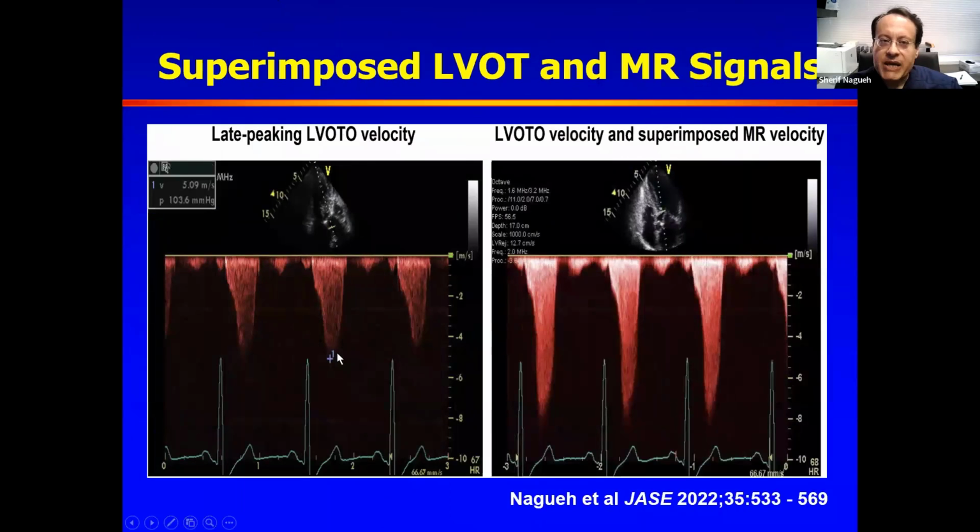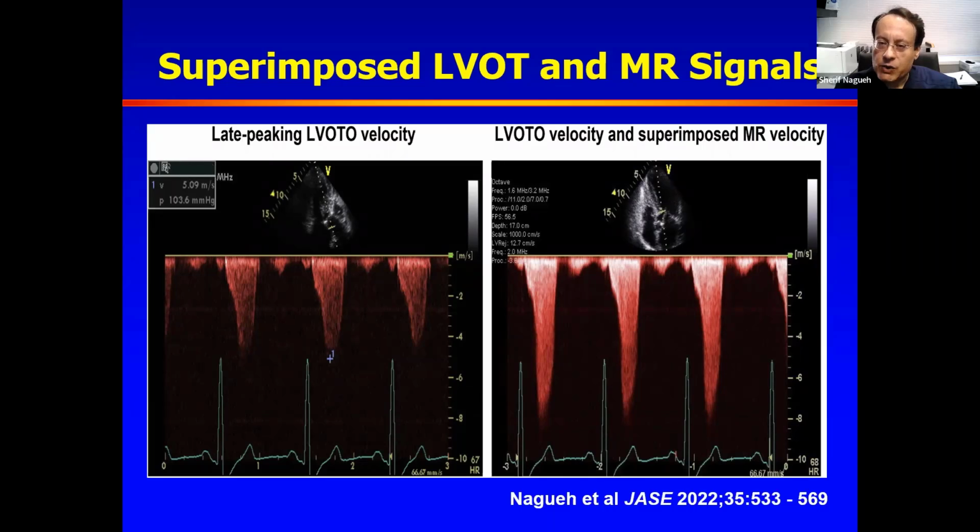That's a case of a late peaking left ventricular outflow tract obstruction velocity. It's between maybe 4.5 and 5 meters per second, closer to 5 meters per second or so. This is a case of the same patient, but with the mitral regurgitation jet. You can appreciate that the mitral regurgitation jet here is exceeding 7 meters per second. And you can see there is the dynamic obstruction jet, and there is the MR jet. When they are close to one another, despite your better efforts, it may be hard to distinguish them.